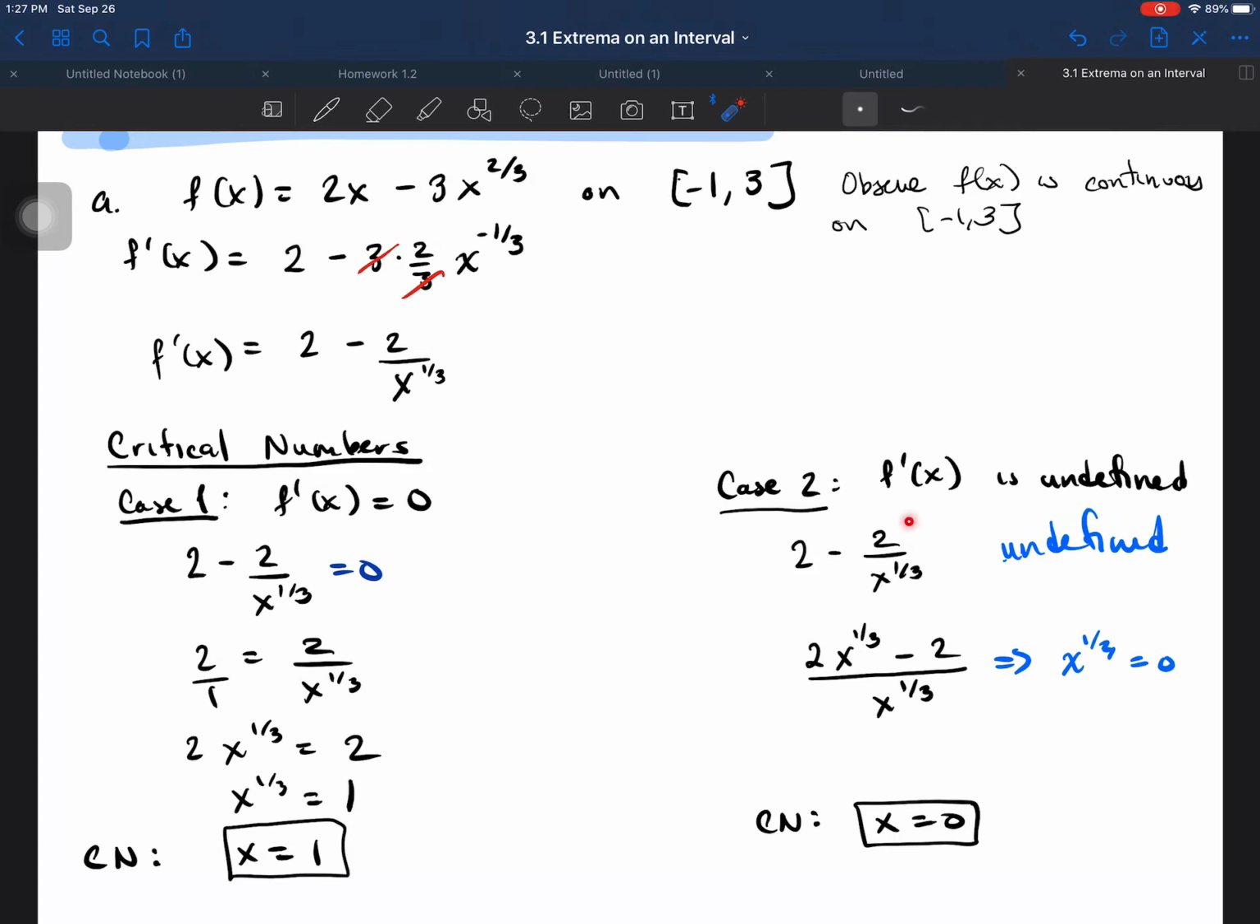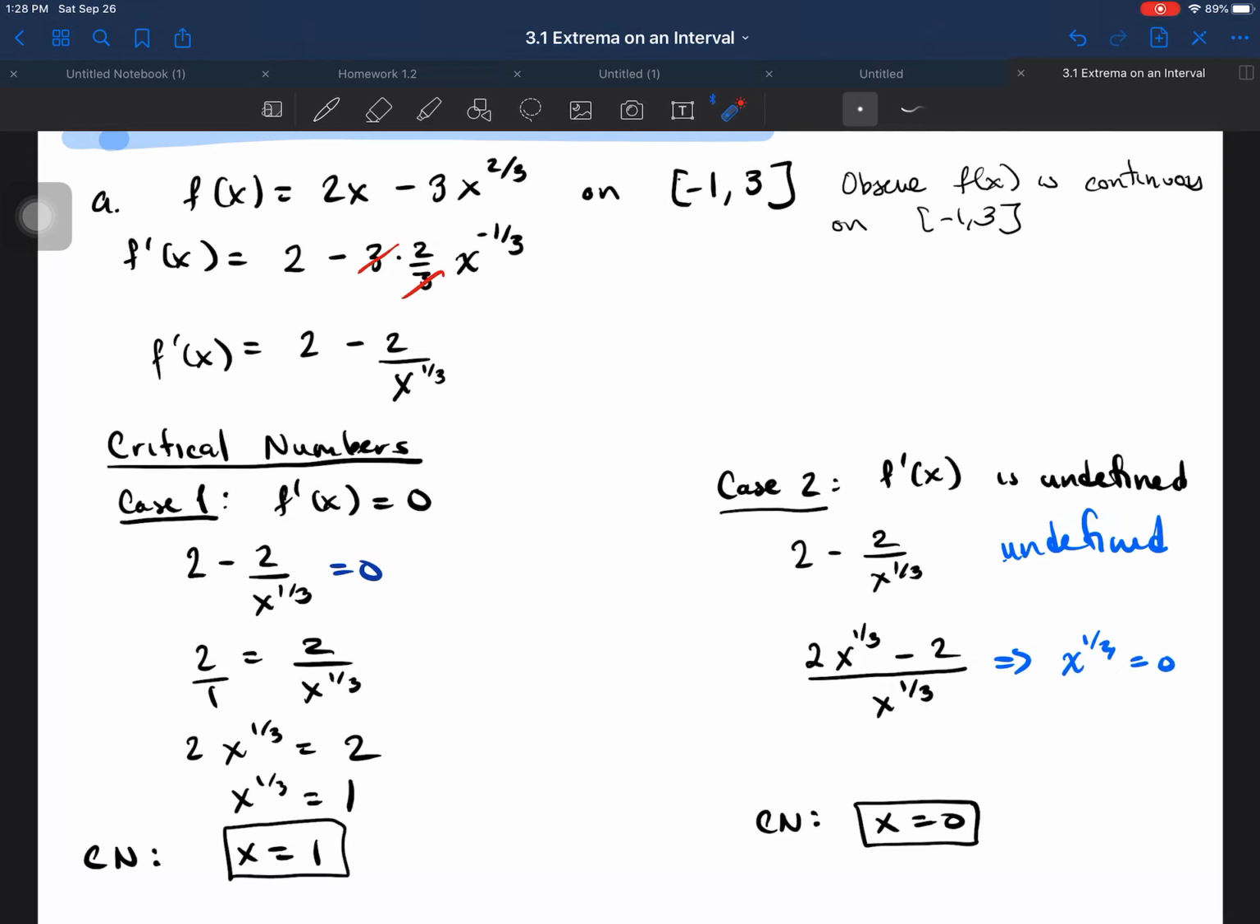So the next part is to find where this is undefined. What I'm going to do here is set it as one single fraction bar, and that's usually my strategy. This will make the process much easier. So try to write your derivative in one single fraction bar, which means they have to have a common denominator, and then put them in the same fraction bar. So I'll multiply this by x to the 1/3 over x to the 1/3, and that gives me 2x to the 1/3 minus 2 all over x to the 1/3.